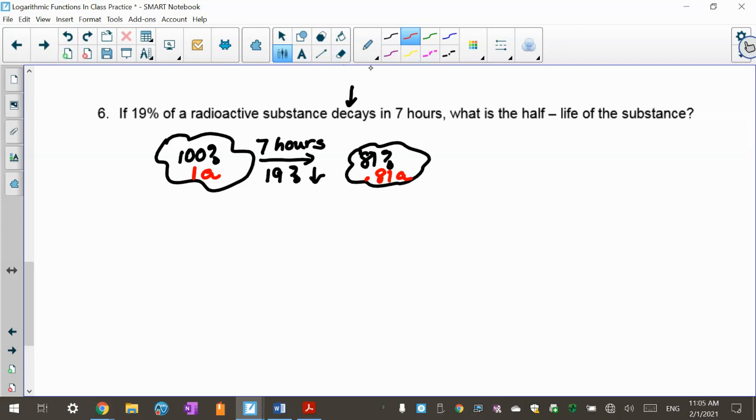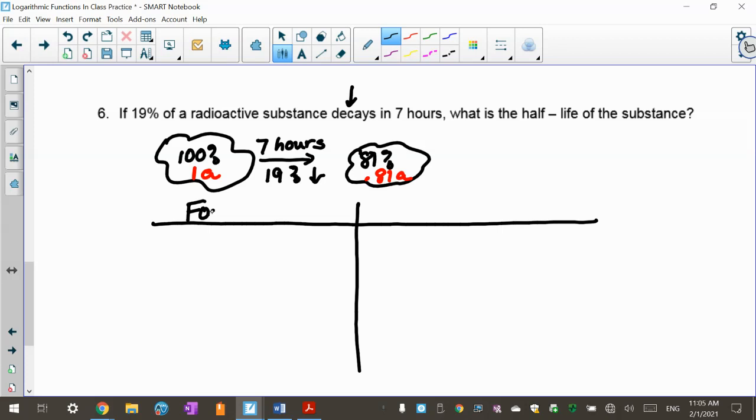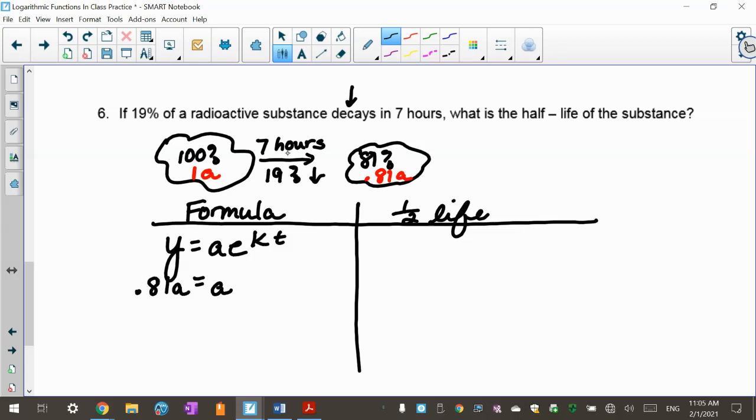So before I start, I want you to set it up this way. I need to know my formula, so I have to figure out the rate even before I do the half-life, because I can't do it unless I know what that is. So I'm going to use y equals A e to the kt, and I'm going to use what I found up there in my picture. I start out with A. I have 0.81 of A left, and the 7 hours goes in the t spot. So I'm going to switch their places to e to the 7k. I'm going to divide, and when I do, I get 0.81 equals e to the 7k.